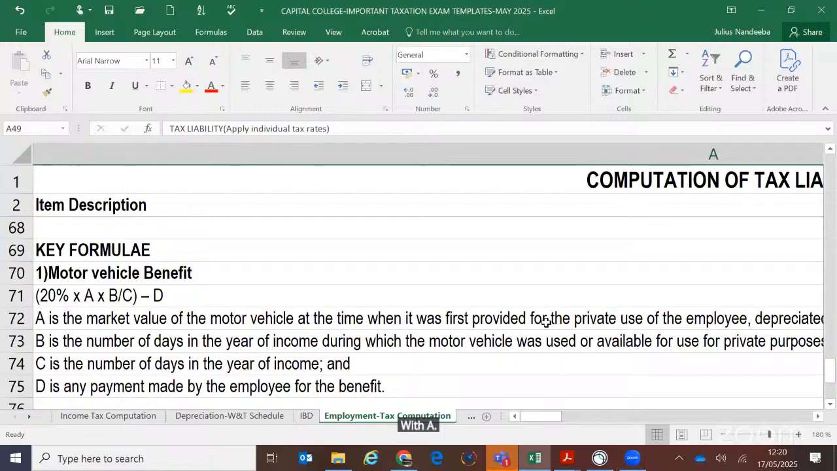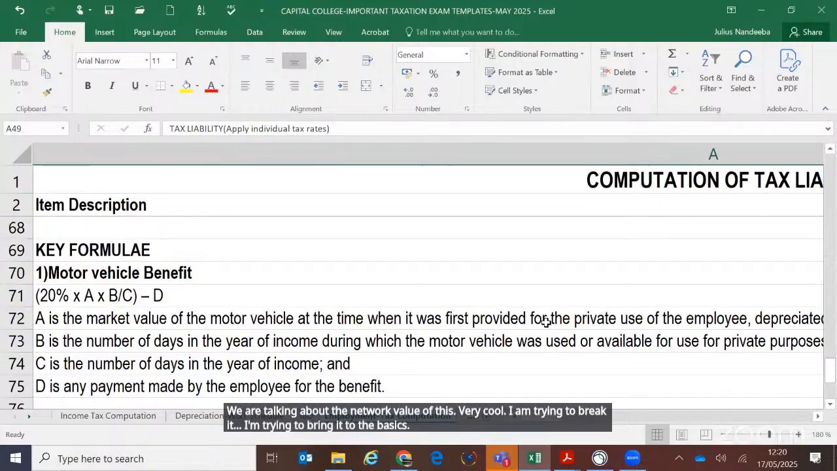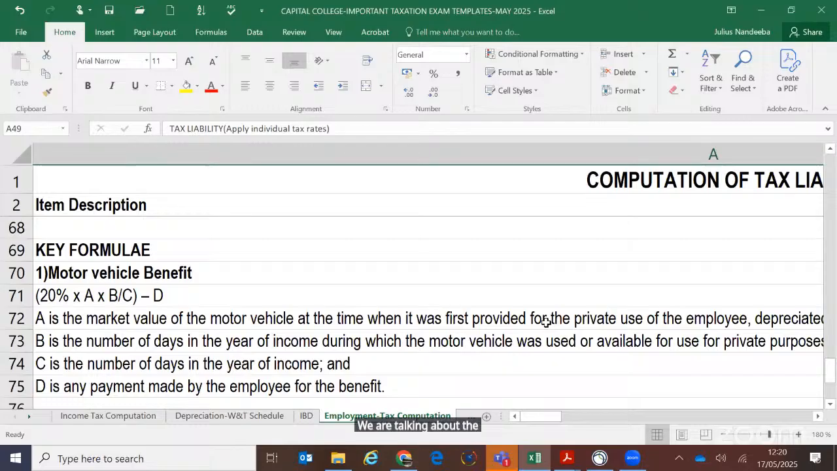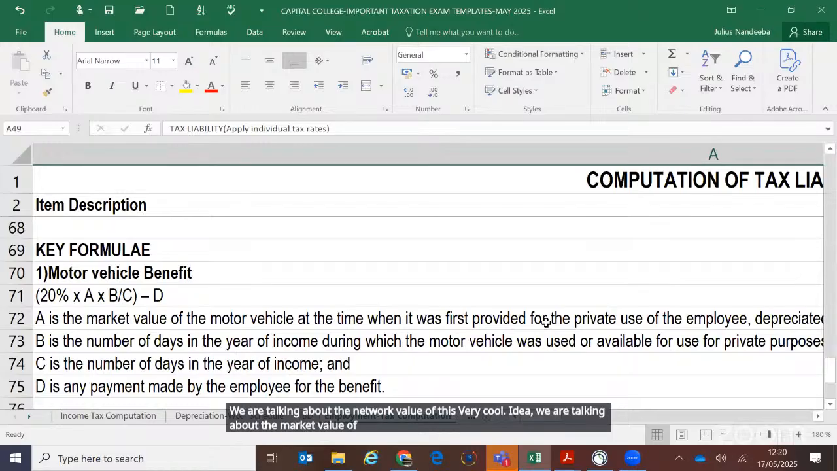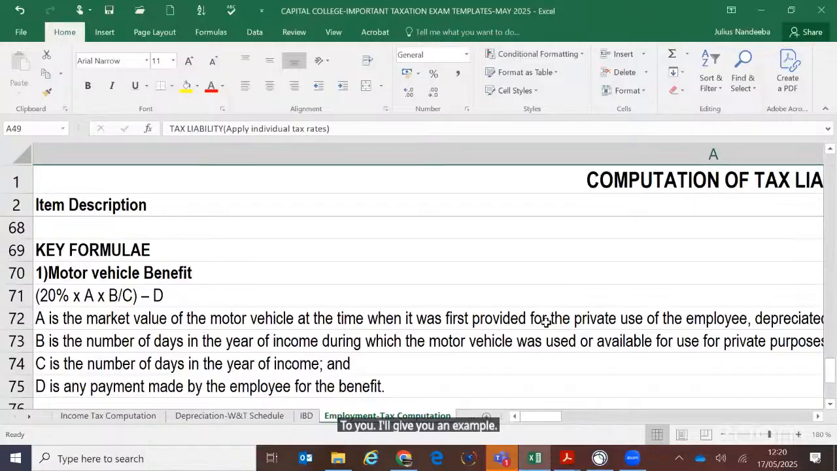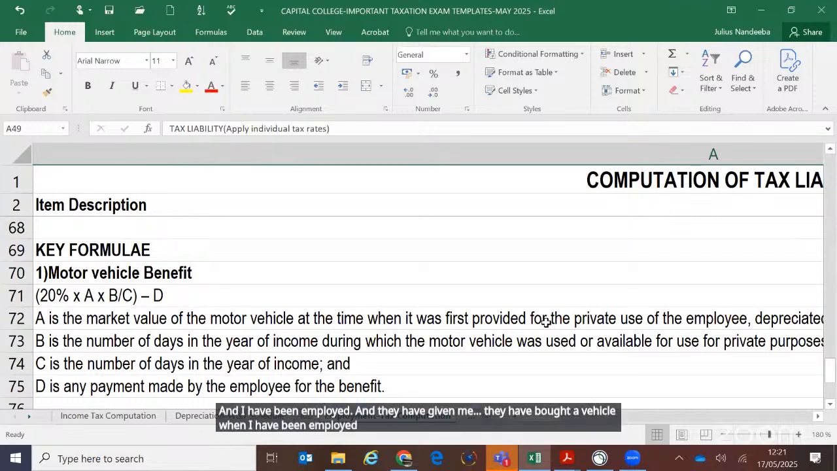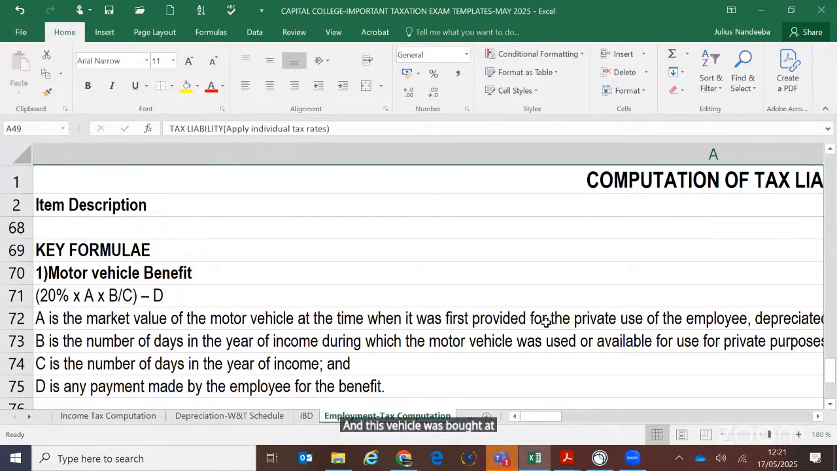A, in simple terms, we are talking about the net book value of this vehicle. I am trying to bring it to the basics. We are talking about the market value of this vehicle at the time when it is first provided to you. I'll give you an example. If I'm an MD, if I'm an employee, and I have been employed, and they have bought a vehicle when I have been employed that year, and this vehicle was bought at 200 million, my A becomes 200 million, because that is the value at that point.